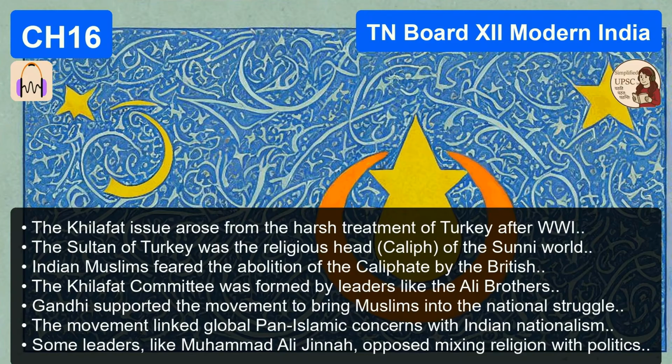The movement was surging. It wasn't just the urban elite anymore. Peasants were refusing to pay taxes. Tribes in Andhra were breaking forest laws. Tea plantation workers in Assam were on strike. It felt like the country was on the verge of something huge. But then, it just stops.